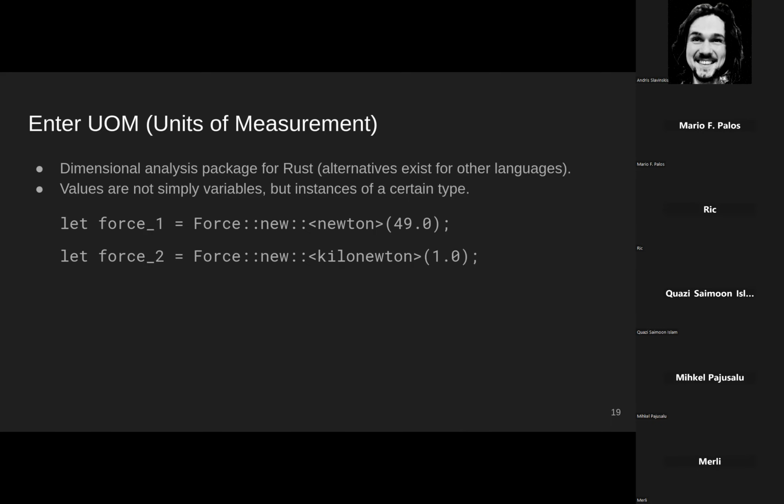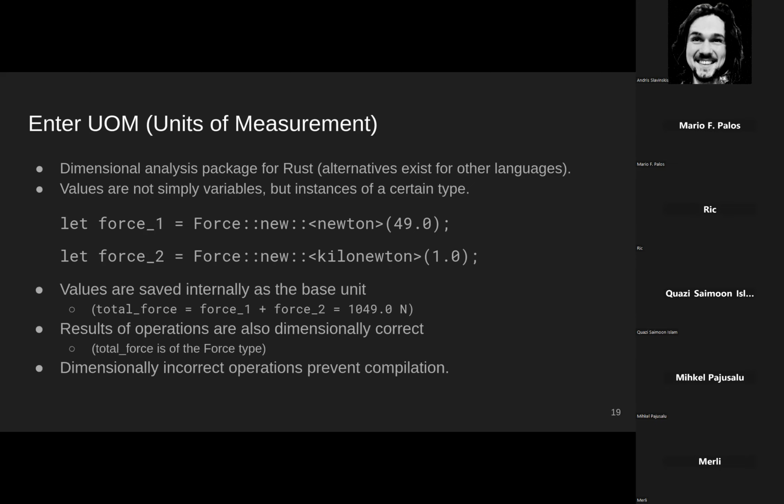And if I want to add another force, I add it the same way, I specify the units and the value. And one very nice thing that it does is that internally it saves every variable as the base unit, in this case newtons. So if I want to add a total force and I just add them up somewhere because I forgot they are different, nothing will happen because this addition will be made in newtons. It will work. Also, the results of operations like this addition are also dimensionally correct, so they have the units. The teacher is happy.